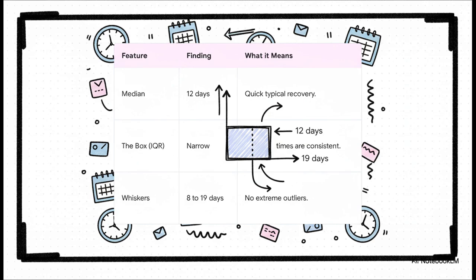Let's break this down. First, check out the median. It's right at 12 days. That tells us a typical recovery is pretty quick. Now look at the box itself. See how it's kind of short and narrow? That's huge. A narrow box means recovery times are really consistent. Most people recovered in a tight little window. And finally, the whiskers show us the full range goes from 8 to 19 days, with no little dots outside of them, so no extreme outliers.